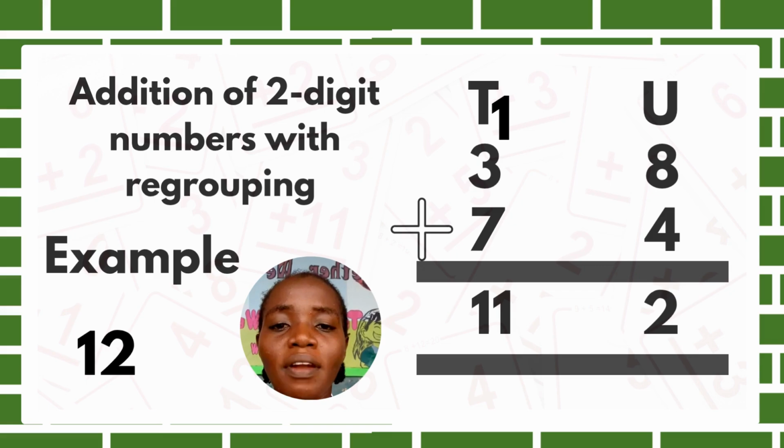When we write out the number 12, the number at the unit place is 2. Therefore, we will write 2 in the unit place and move 1 to the numbers in the tens place. And under the tens, we will now have 1 plus 3 plus 7. 1 plus 3 equals 4. 4 plus 7 equals 11.